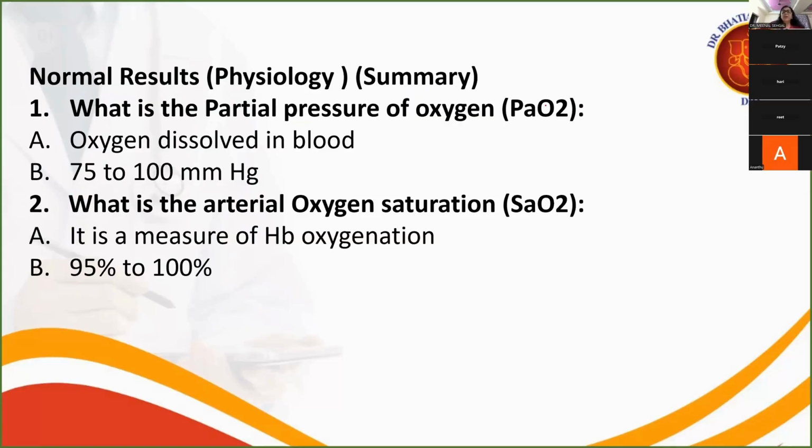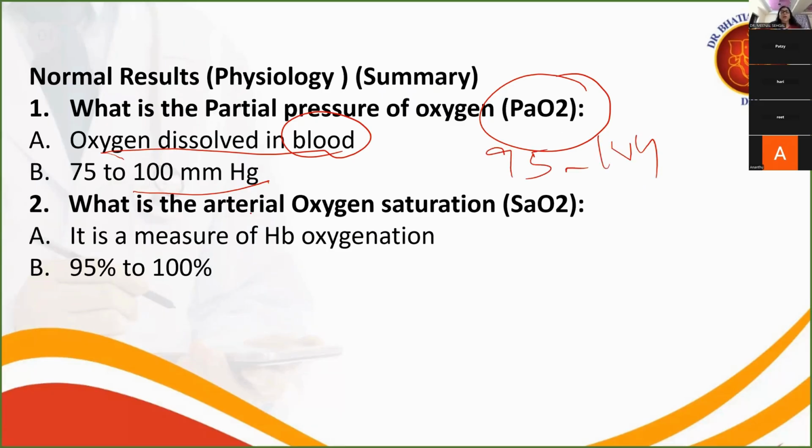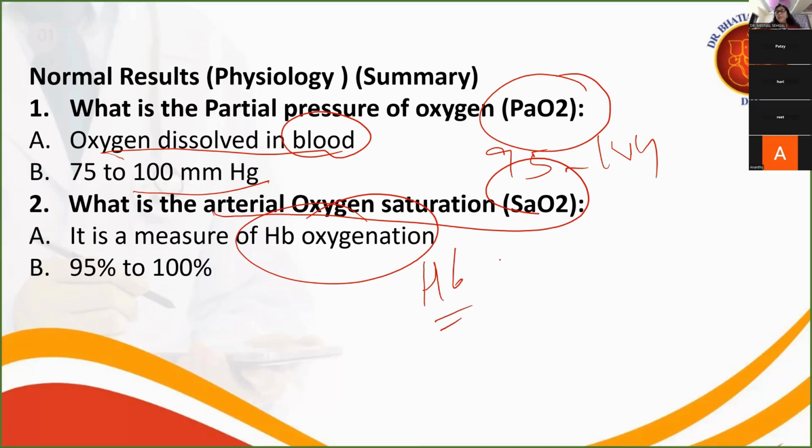So what is partial pressure of oxygen? It is the oxygen dissolved in blood, and that is around 95 to 104. What is saturation of oxygen? That is hemoglobin oxygenation. That is the amount of hemoglobin in the blood which is saturated with oxygen, which in arterial blood is 95 to 98 to 100%.